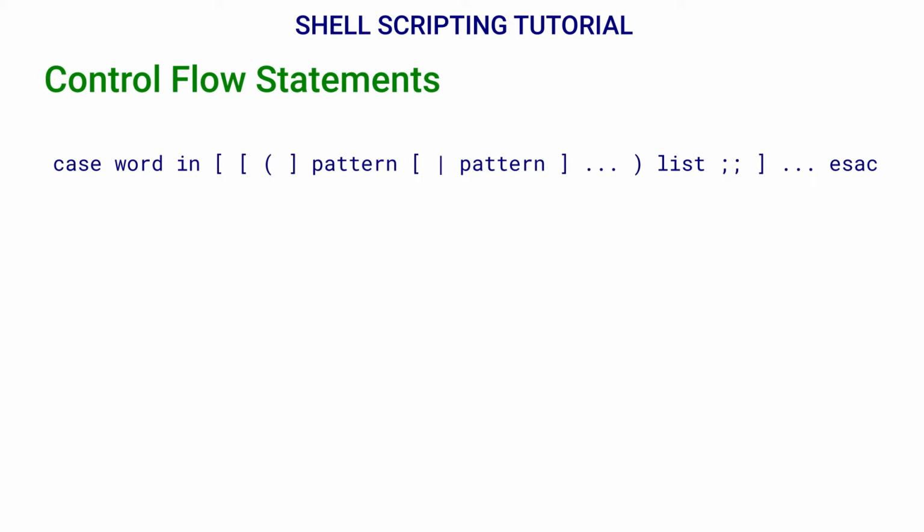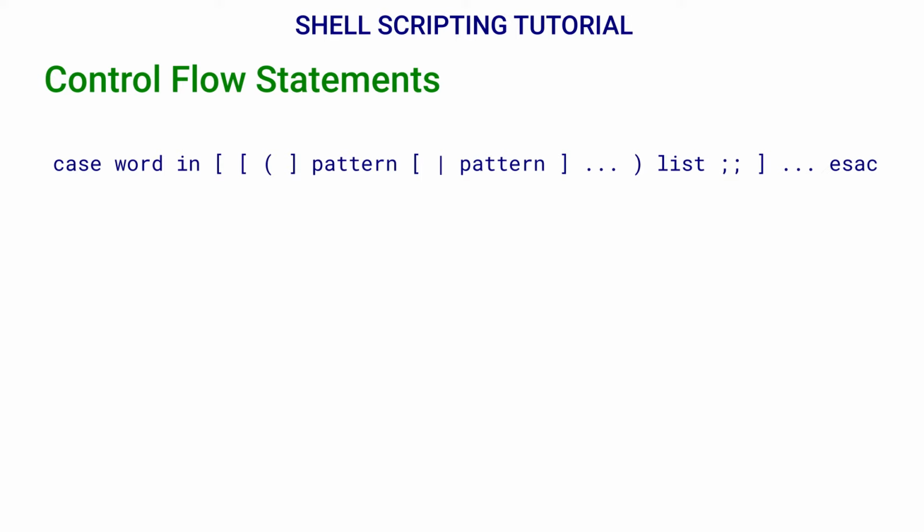It is like: case word in [(] pattern [| pattern] ... ) list ;; ... esac. The left parenthesis is optional and is rarely written.